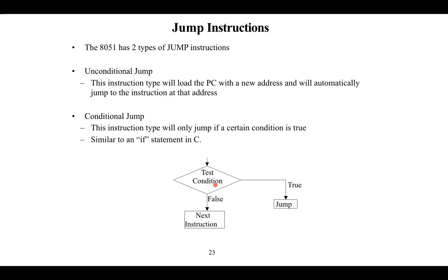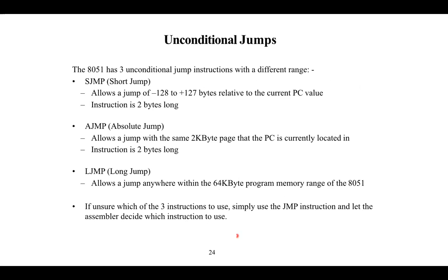Conditional jump: here the instruction type will only jump if a certain condition is true, similar to an if statement in C. So it is a test condition. If it is true, it will jump. If it is false, it goes to the next instruction.